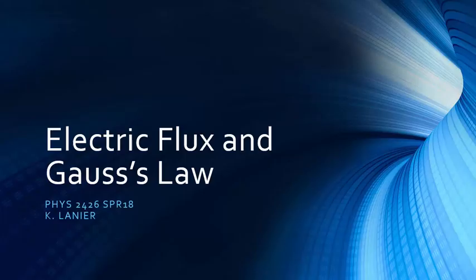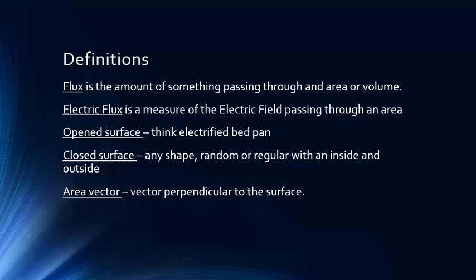Hi, we're going to talk a little bit about electric flux and Gauss's law. And so here's a few definitions you need to know. Flux is the amount of something passing through an area or volume. So this is going to be like a flow of some sort. And what we're mostly interested in is electric flux, which is going to be a measure of the electric field passing through an area. And you'll see the symbol for this is a capital phi.